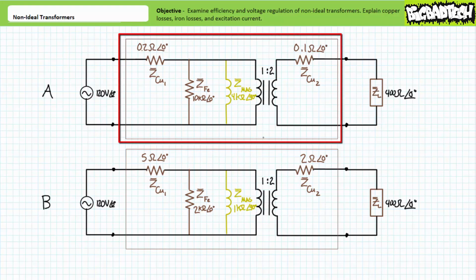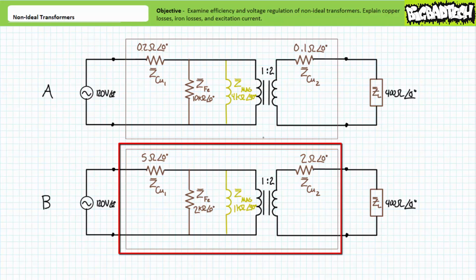Transformer A has the following properties. The internal resistance of the primary windings is 0.2 ohms. The parallel inductor accounting for both magnetizing current and hysteresis has a magnitude of 4 kiloohms. The parallel resistance accounting for iron losses associated with eddy currents has a magnitude of 10 kiloohms. And finally, the internal resistance of the secondary windings is 0.1 ohms.